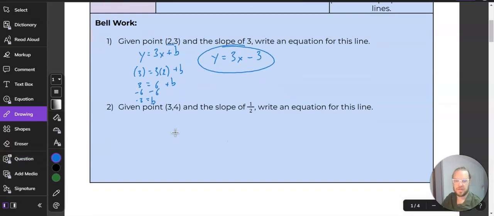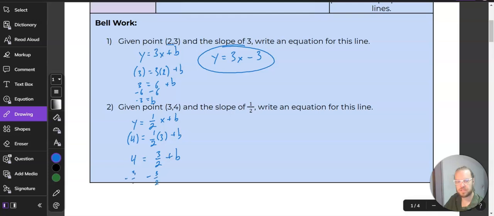So now our full equation is going to be y equals 3x minus 3. All right. Now for the next one, it's exactly the same kind of idea, except that this time we've got a different slope, so it's a little bit more complicated because it's a fraction. So y equals 1/2 x plus b, and again, we plug in our point now. So y becomes 4, our x becomes 3, and so we get 4 equals 3/2 plus b. Plus b, and then we just need to move that over.